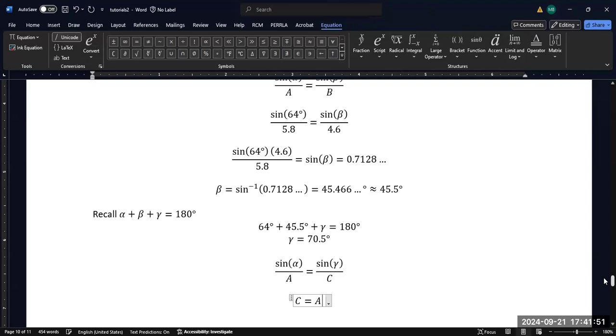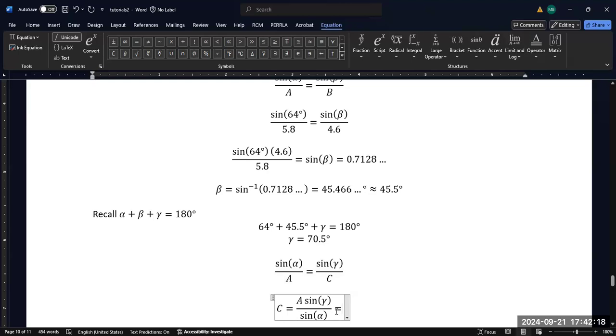A sine gamma divided by sine alpha. Again, I multiply everything by C, and then I need to get C by itself, so I divide by sine alpha, and then I multiply by A, and so I get C by itself.